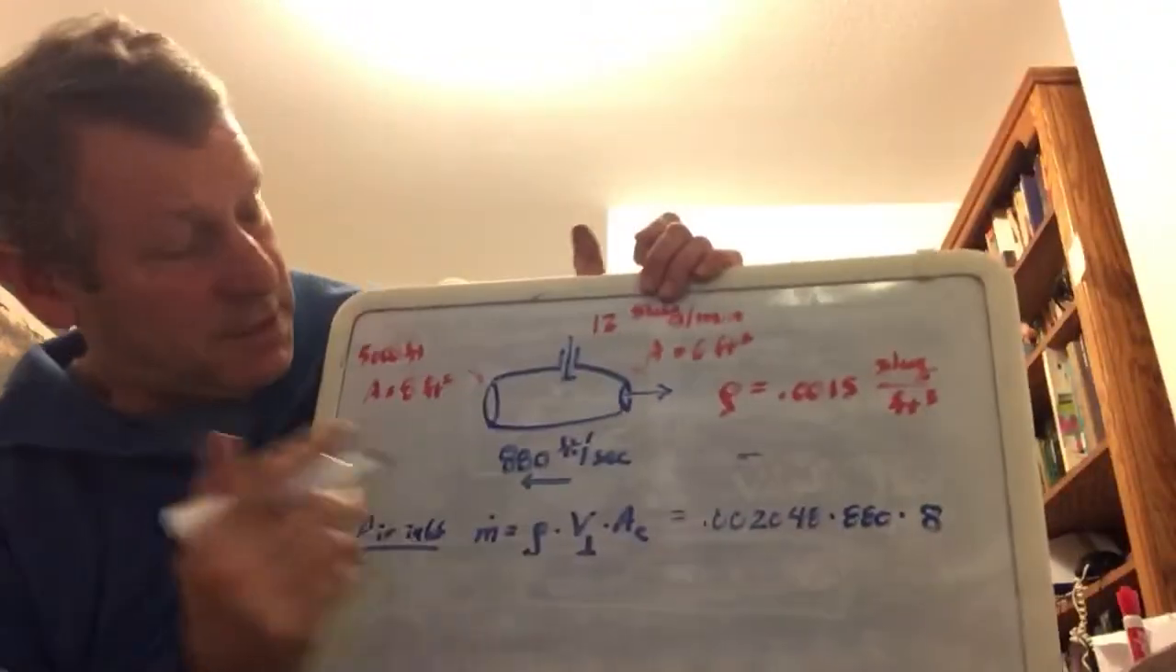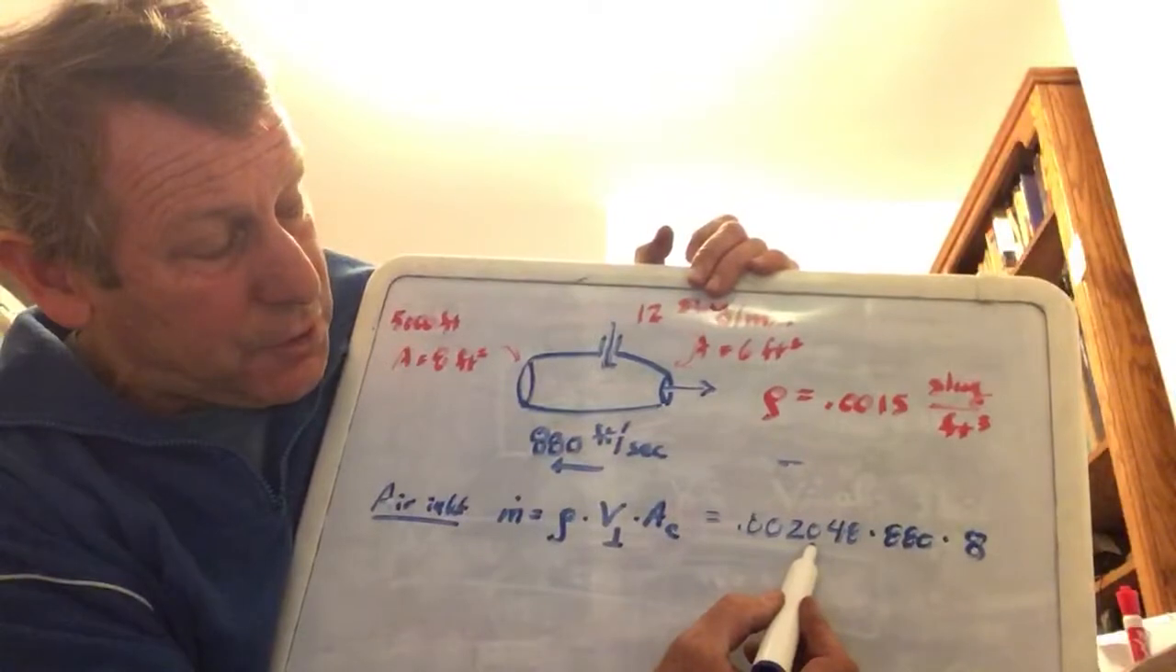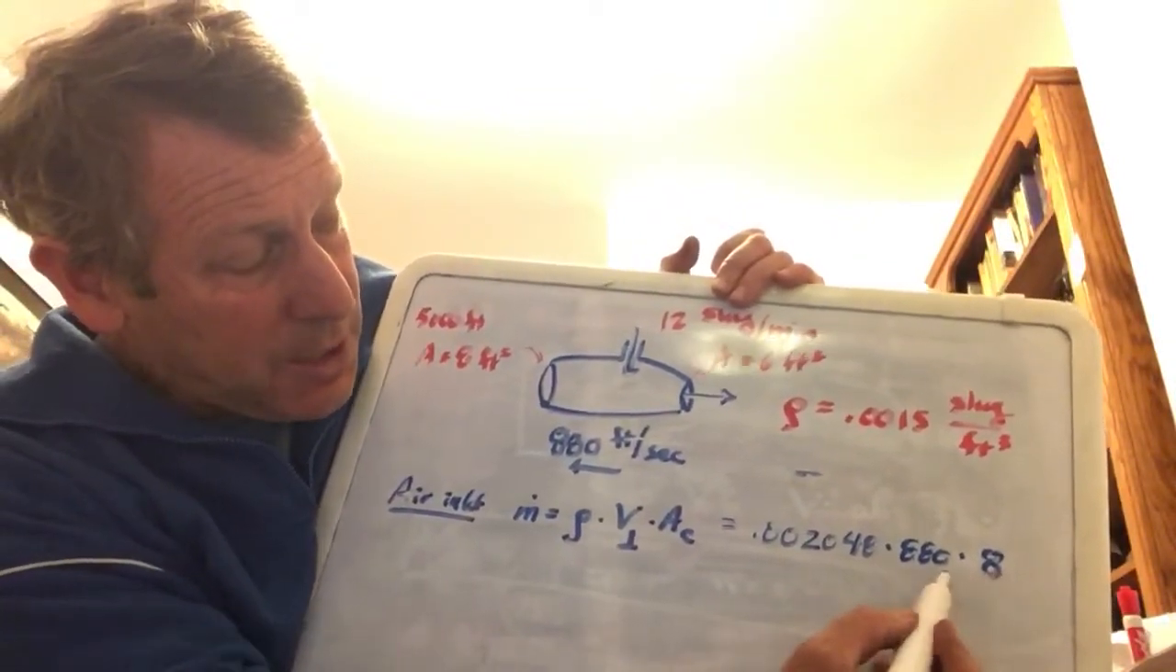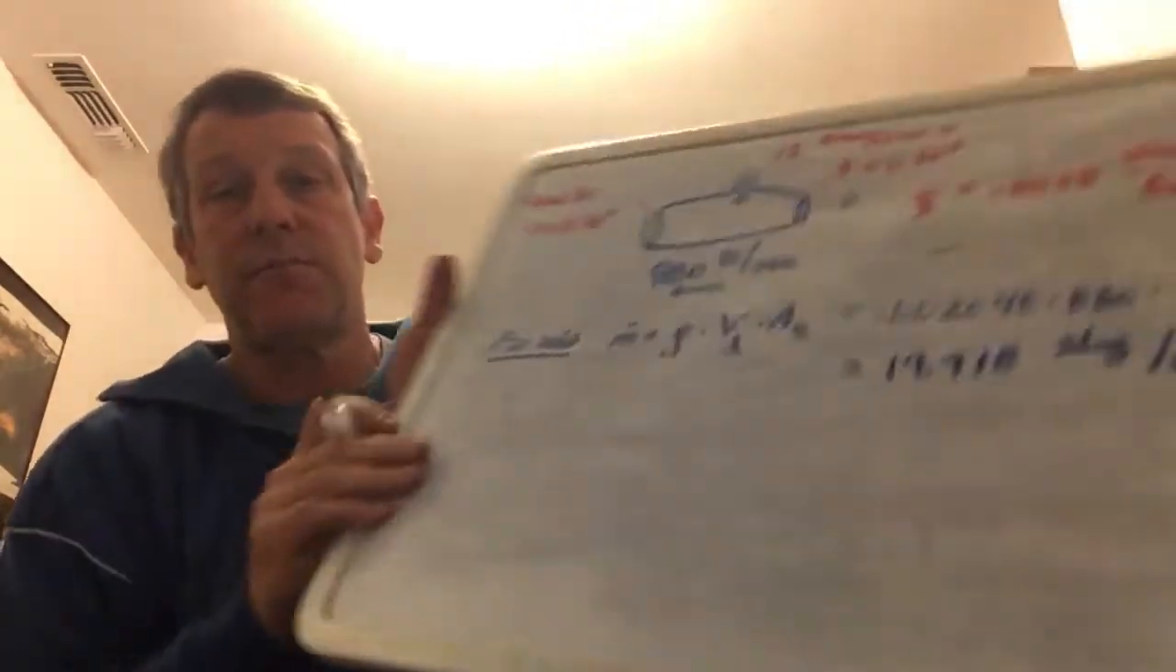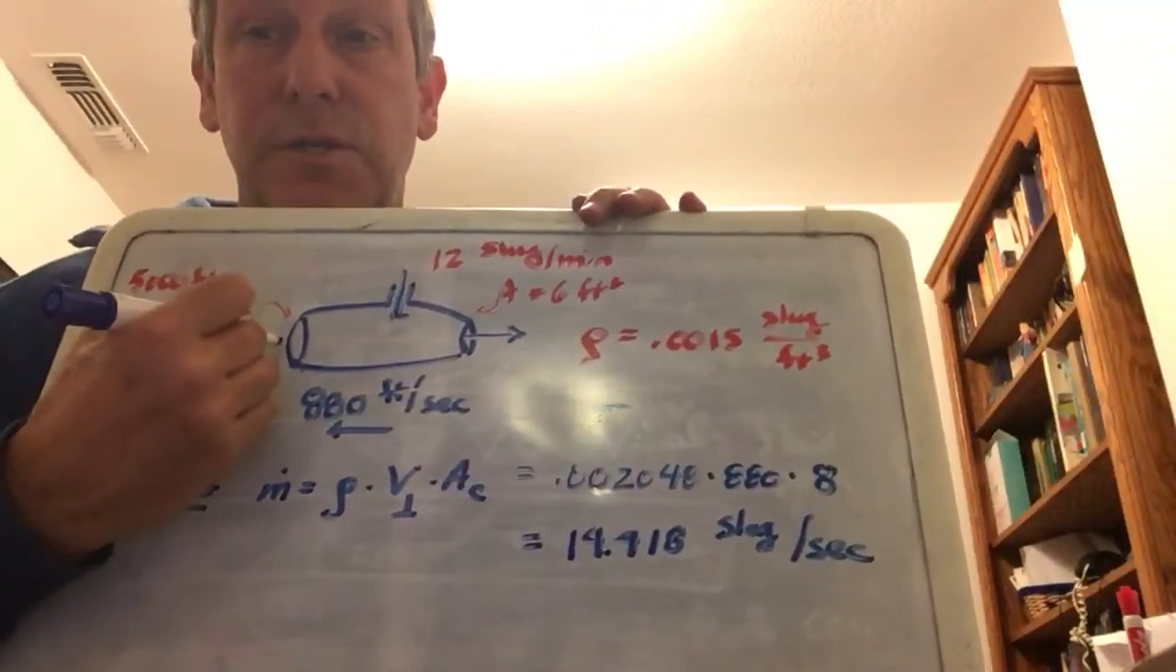A speed of 880, and a cross-sectional area of 8. Let's see if that works out. This is slugs per foot cubed, this is feet per second, and this is feet squared. So we're going to end up having feet cubed in the numerator and feet cubed in the denominator. So we should get a slug per second flow. Let's multiply that. My calculator is giving me 14.418 slugs per second entering this surface.